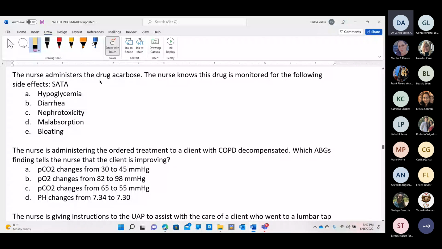The nurse administered the drug acarbose. Okay, so another question of pharmacology. Acarbose.